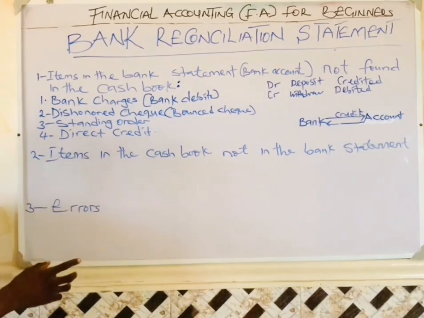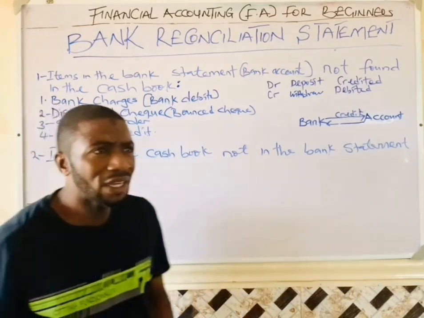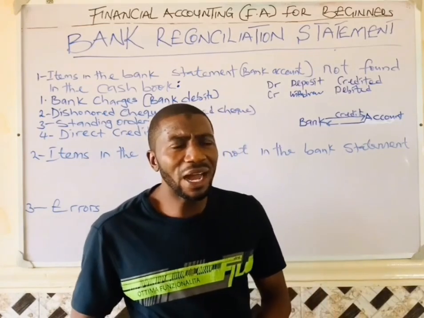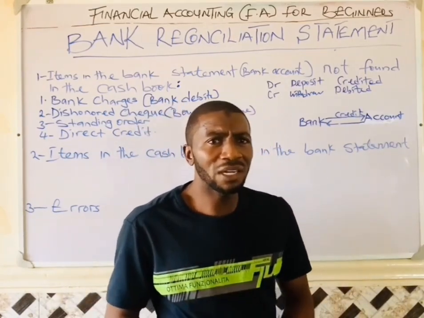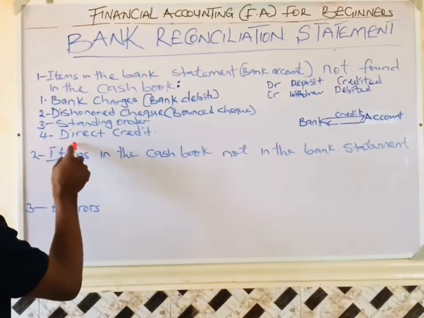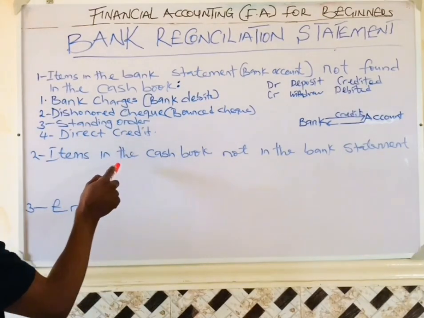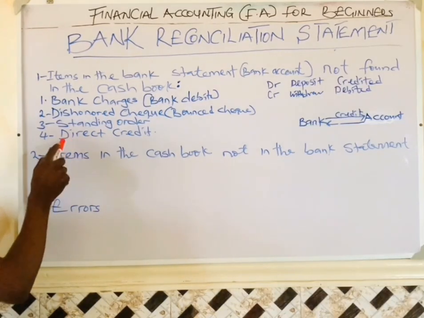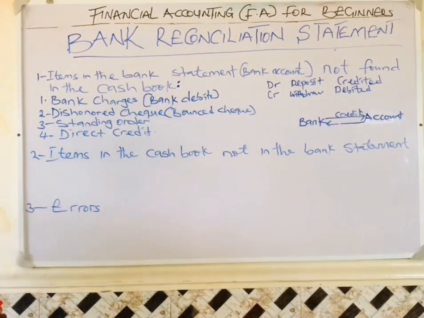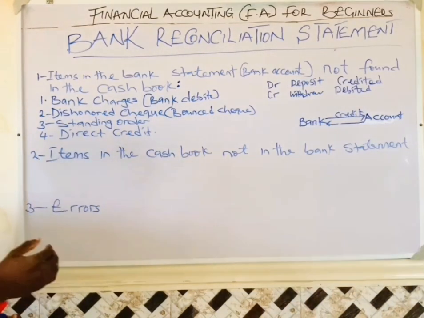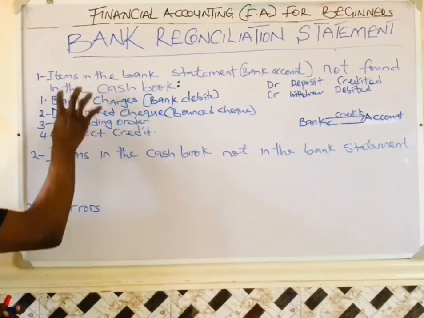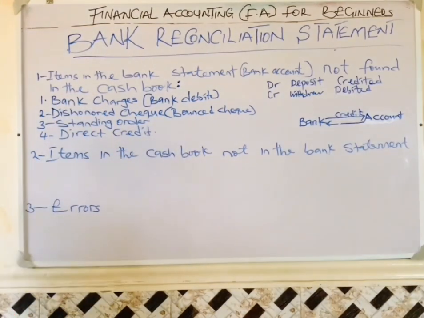Direct credit. With direct credit, your customer that is supposed to pay you goes directly to the bank and pays into your account. The balance in the bank account will increase, whereby in your cash book you know nothing about the direct credit. So these are the reasons that make our account in the bank not to balance with our cash book, because these items are not in our cash book.